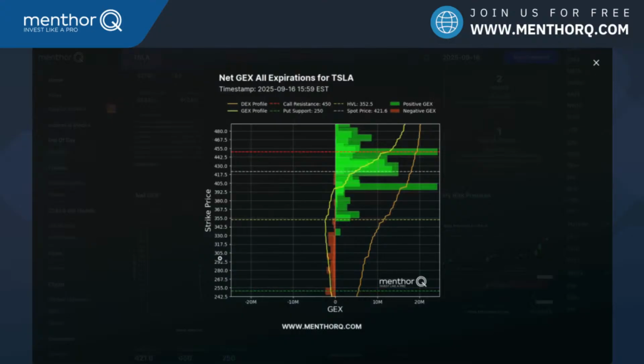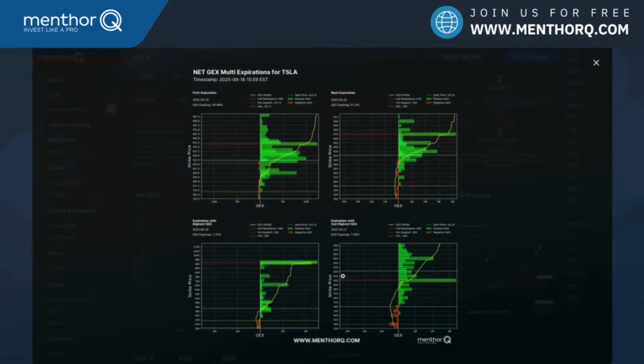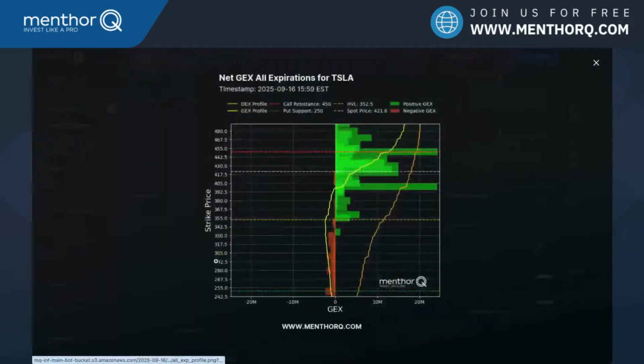Then we move into the net gamma exposure chart. You want to look at positioning across all expirations, as well as positioning across the weekly expiration, especially if you are doing shorter term trades. And we can see that we don't really have a lot of negative positioning to the downside here. We have our put support at 250, and we have a strong call resistance at 450, but we also have a very big gamma level around 400 here, right? So those could be your levels for that.